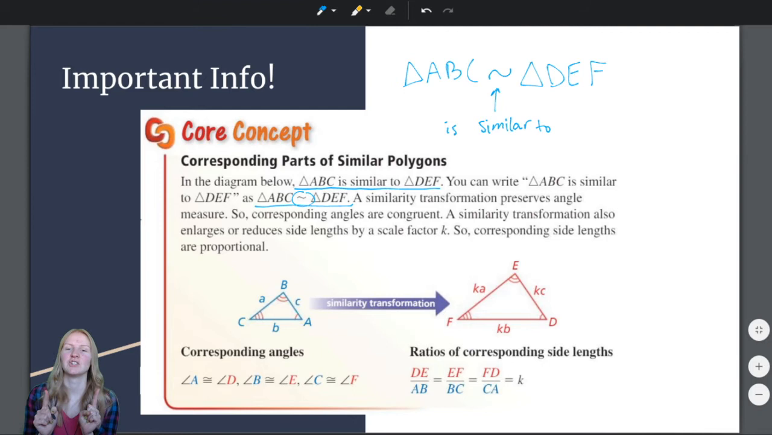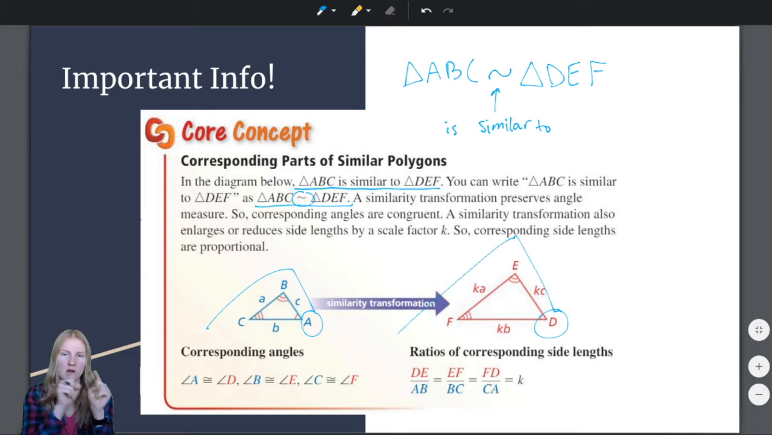Now remember that you have to go in the same order of corresponding parts. So if A comes first and D comes first, it means that A is corresponding to D. And if we look at the pictures, yes, A is corresponding to D. So make sure that if you're writing a similarity statement, you need to write it in order. If we go A, B, C, our next similarity statement needs to be D, E, F. We need to go in the same order.